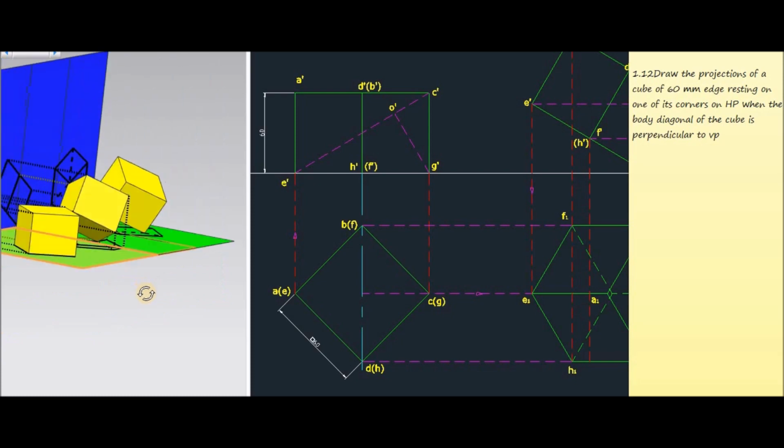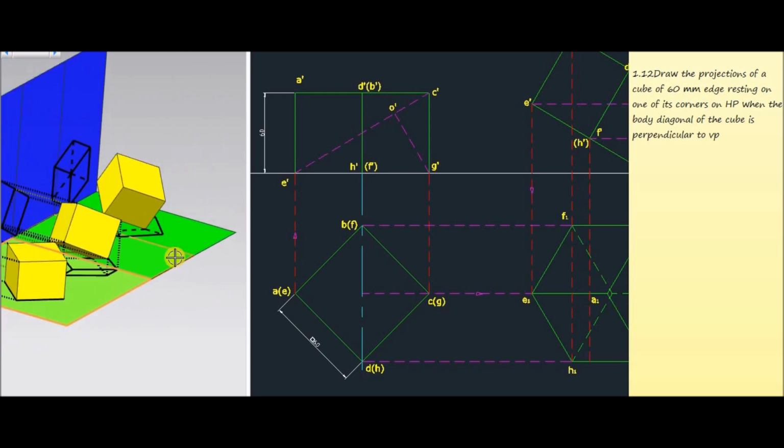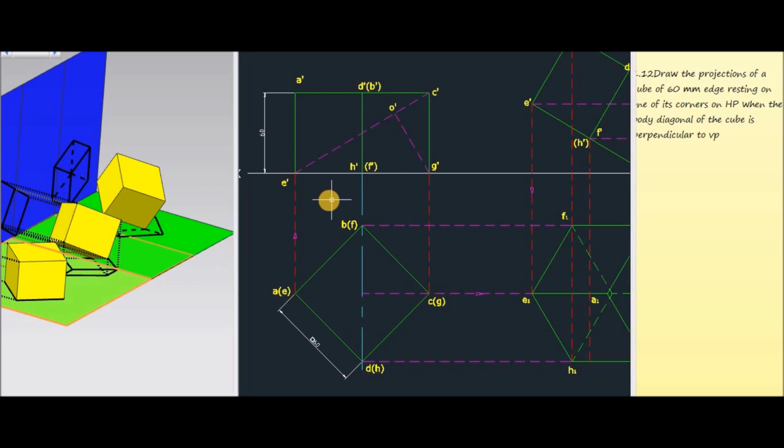So this is the three-dimensional representation of the question. Now we are going to draw all these cases in a 2D plane, and for that consider the intersection of the vertical plane and horizontal plane as the xy line.